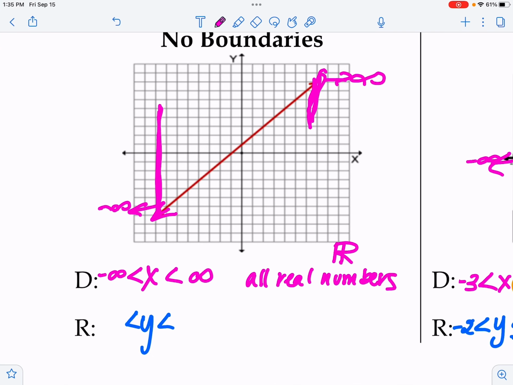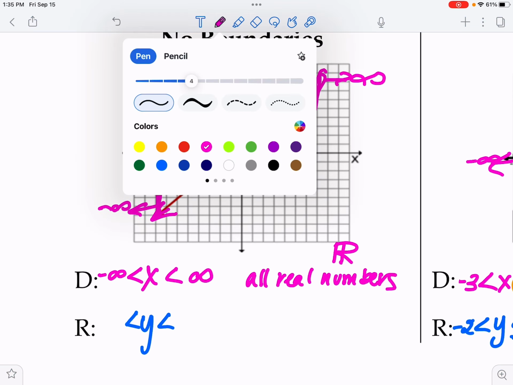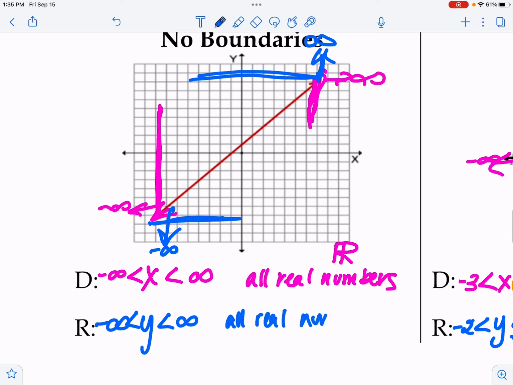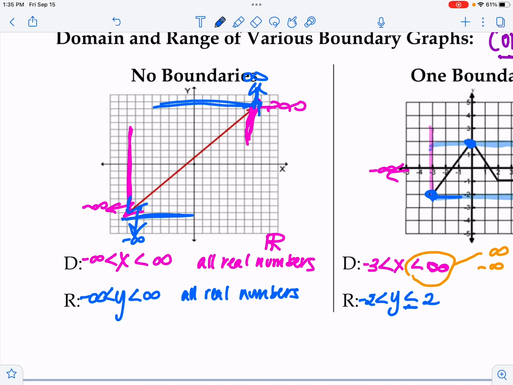And then for range, it's the same idea. If I try to put the bottom of the box, this function is going down forever. And if I try to put the top of the box up here, it's going up forever. And so negative infinity, oops, that's an 8. Negative infinity to positive infinity, or all real numbers. Anytime you have a line like that with arrows, it's going to be all real numbers for domain and range.